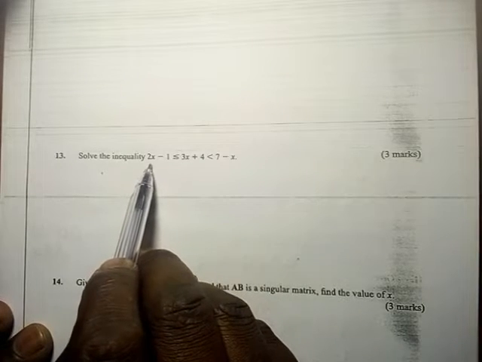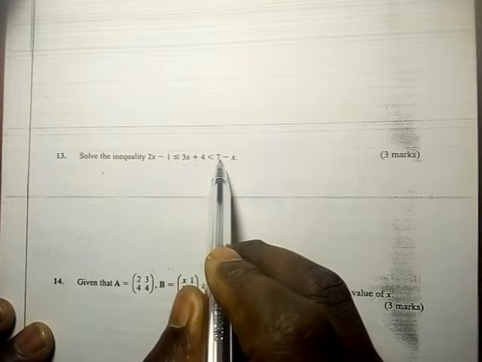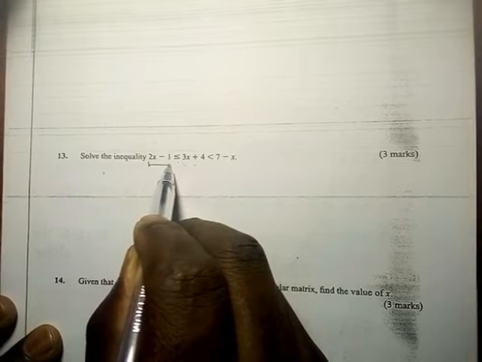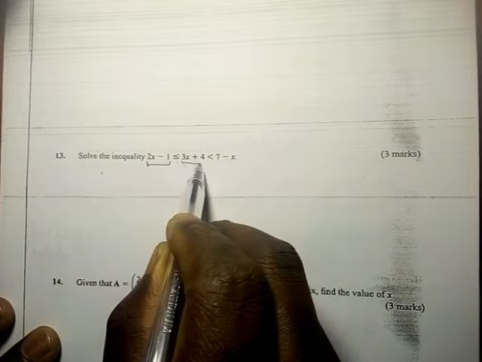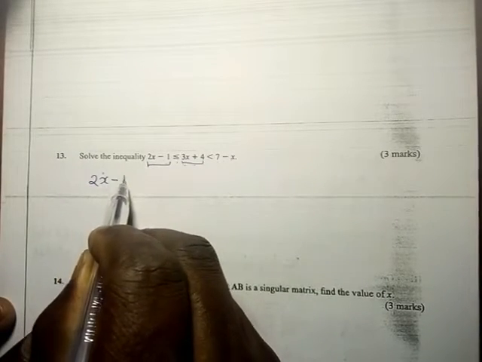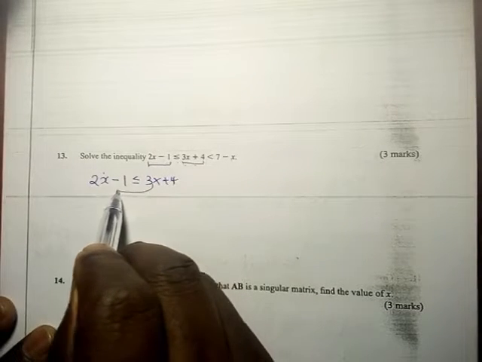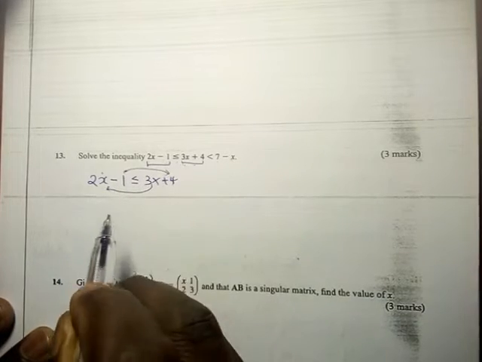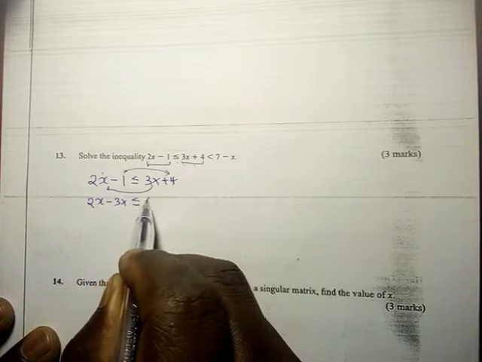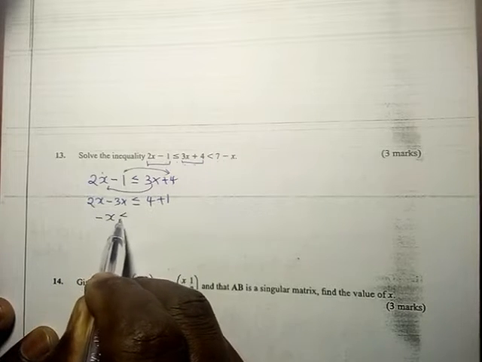Solve the inequality. 2x minus 1 is less than 3x plus 4 is less than 7 minus x. So kwanza tunagawa hizi kutoka hapa mpaka hapa na hii kutoka hapa mpaka hapo. So tuna solve hii kwanza. 2x minus 1 is less or equal to 3x plus 4. Like terms together, hii itakuja hapa, hii itakuja huku. So we will have 2x minus 3x is less or equal to 4 plus 1. This minus this, we have negative x is less or equal to 5.